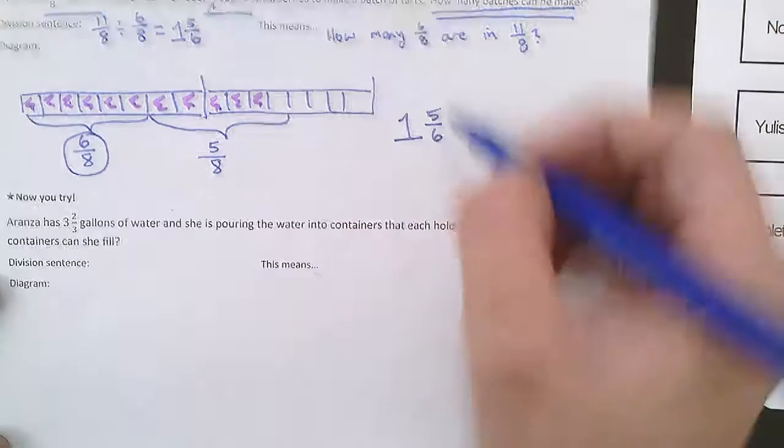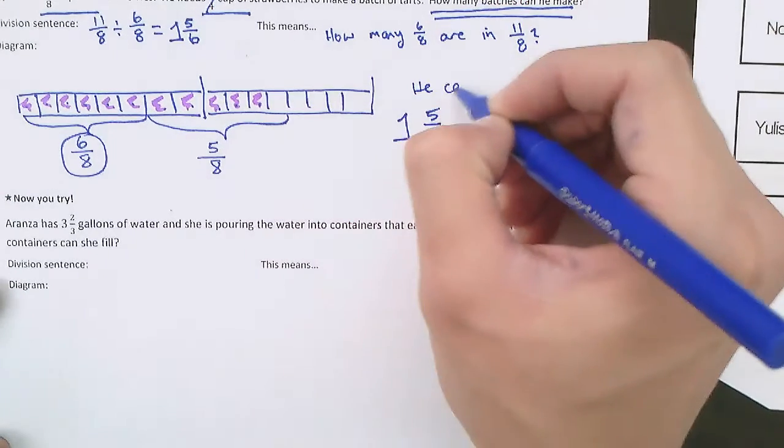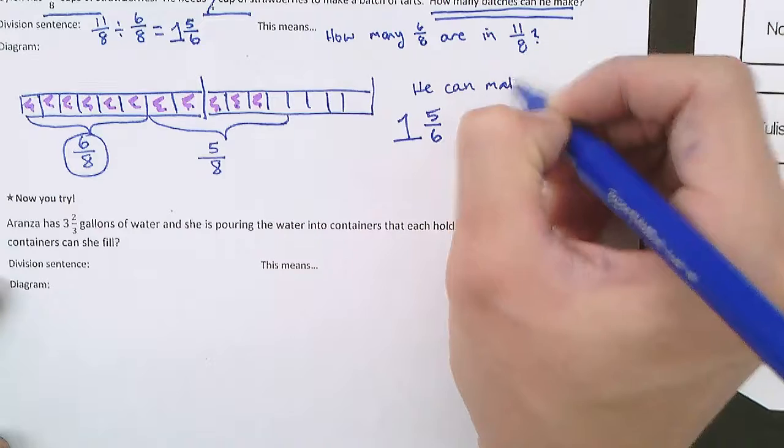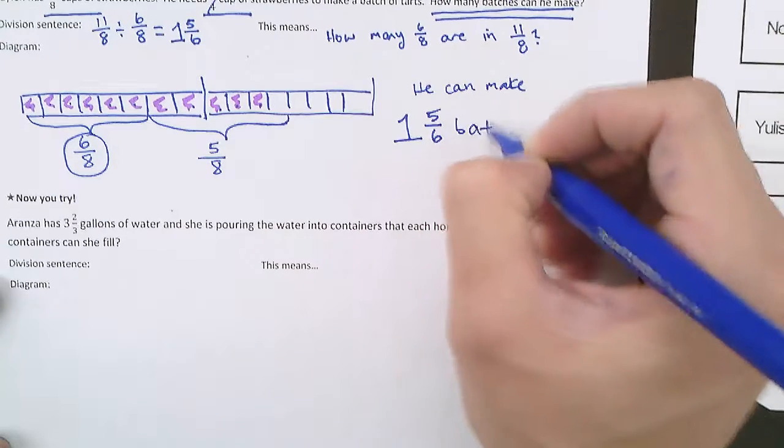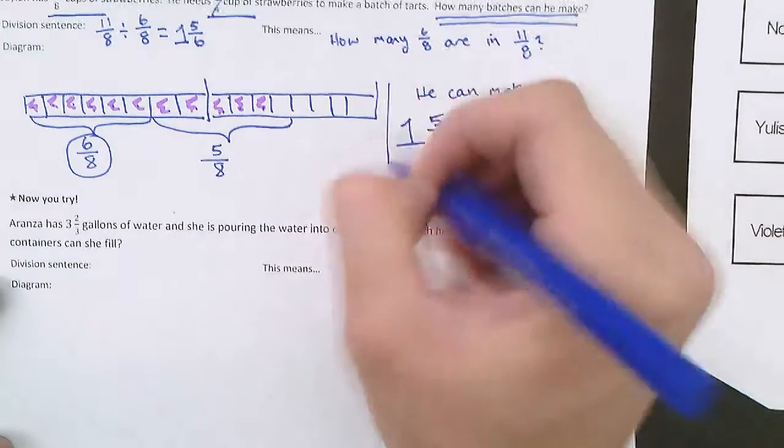How many batches can he make? He can make 1 and 5/6 batches. There's our answer.